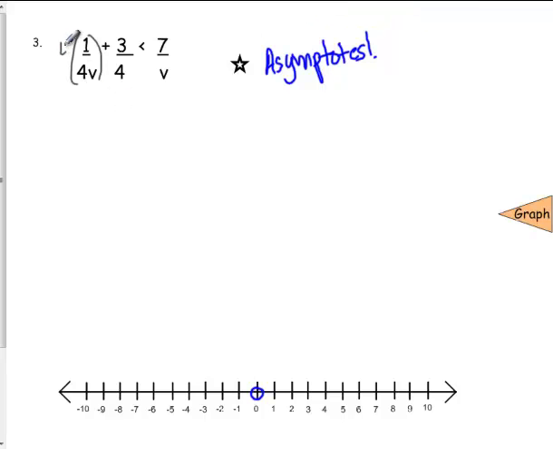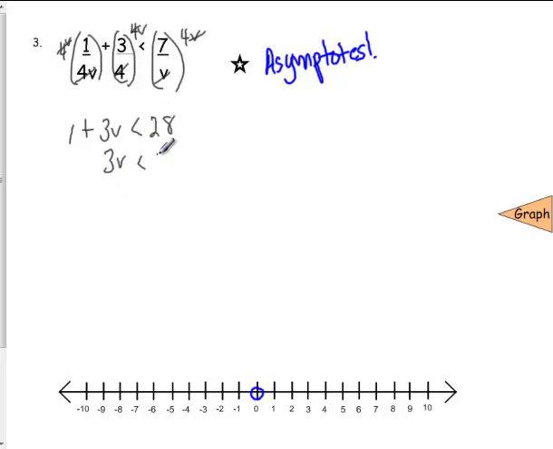Multiply by the common denominator, which is 4v. Cross this off. 1 plus 3v is less than 28. 3v is less than 27. v is less than 9. All right, so I'll come over here and I'll circle 9.